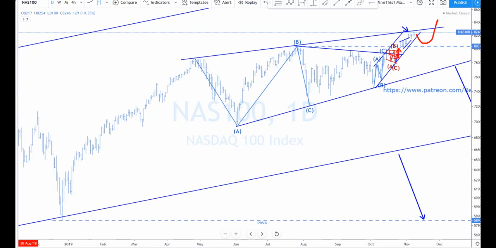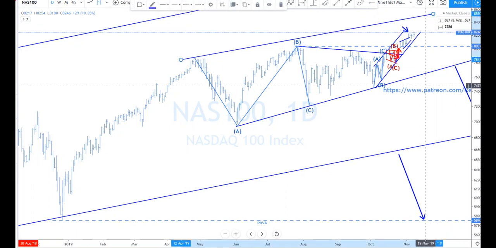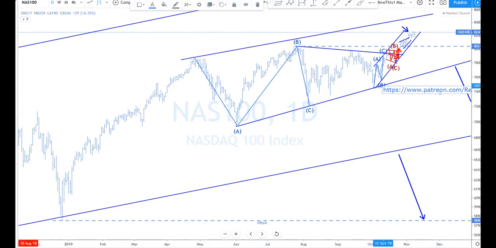But again, this structure leads to the downside. So this has to break. And even if it does break, if it does one of these jobs, let me show you. It just becomes a range expansion, which is always possible. What you'll see is this channel come up here, expand the range, and then this would become a 1, 2, 3 down. Okay?